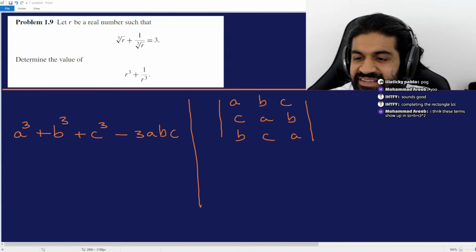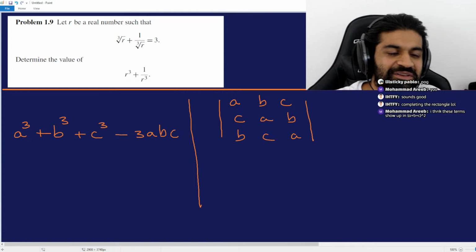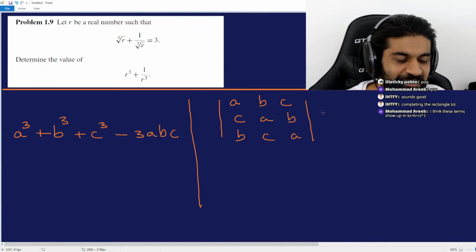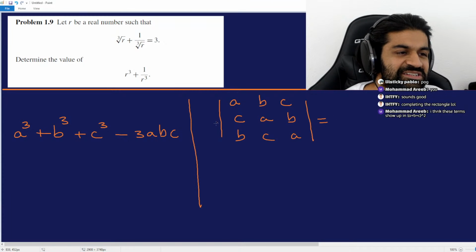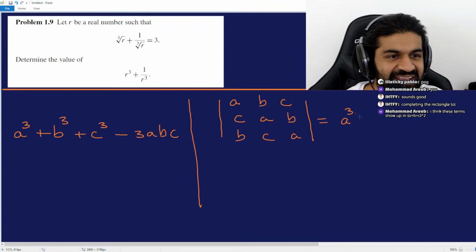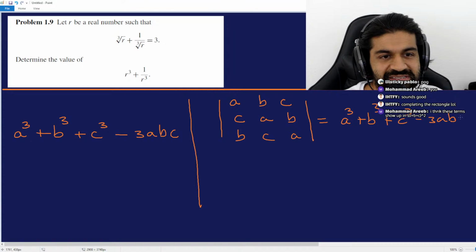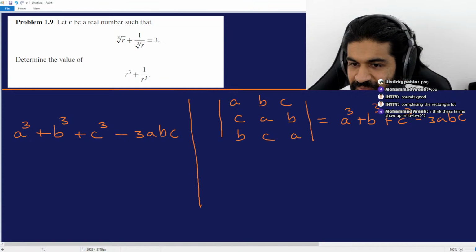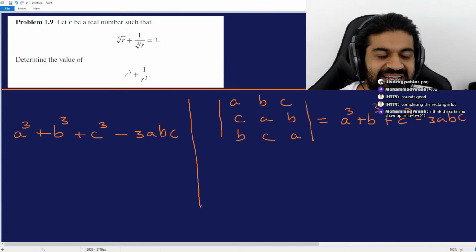Well, if you're interested in the determinant of this matrix, you can just use the formula. You can develop by the first column or whatever. In which case, you'll notice that the determinant of this matrix is exactly a cubed plus b cubed plus c cubed minus 3abc. Okay? And that's fantastic.